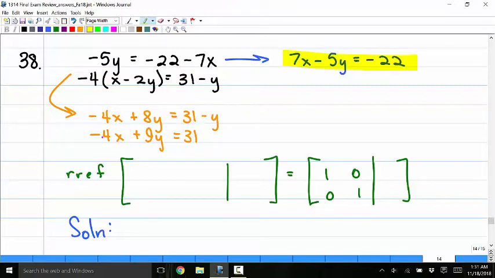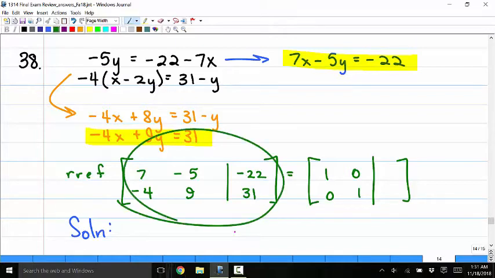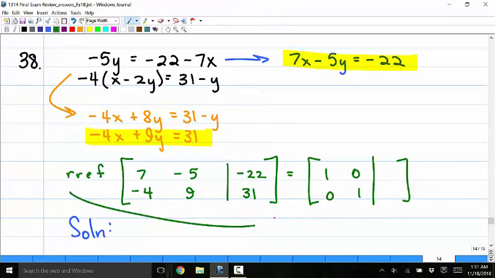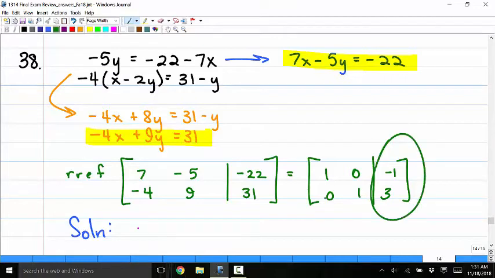I'm going to use this equation and this equation because those are both in standard form, and I'm going to write the augmented matrix: 7, -5, -22, -4, 9, 31. On my calculator, I store this as my matrix, and then I go do RREF of that matrix, and the answer it spits out is 1, 0, -1, 0, 1, 3. Here's my solution. The answer is the ordered pair -1, 3.